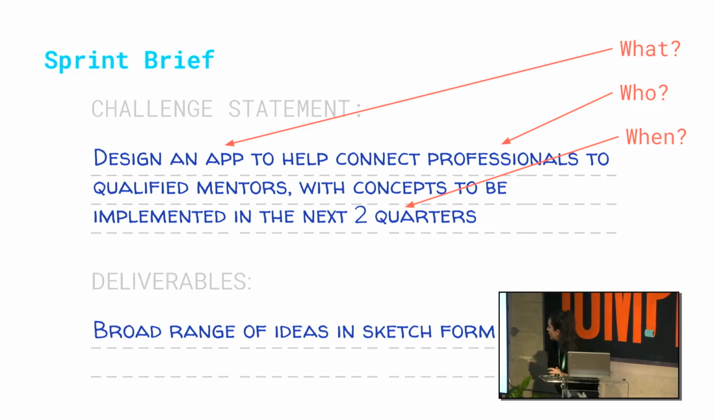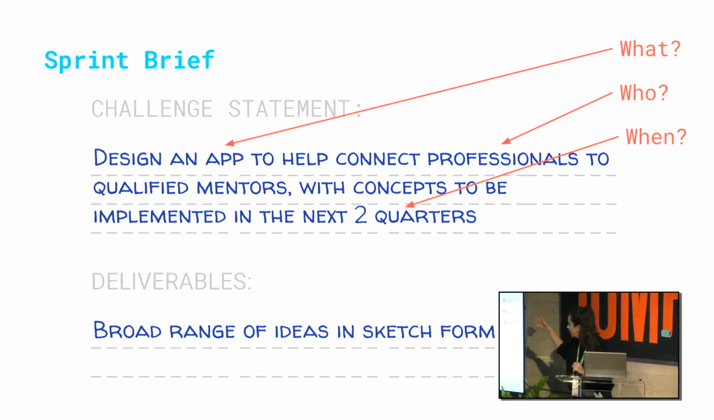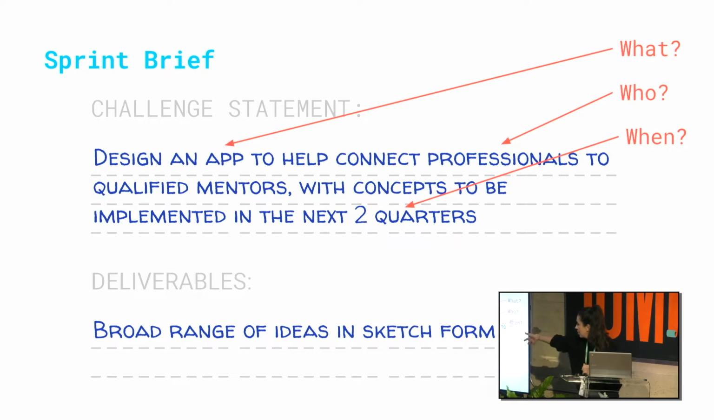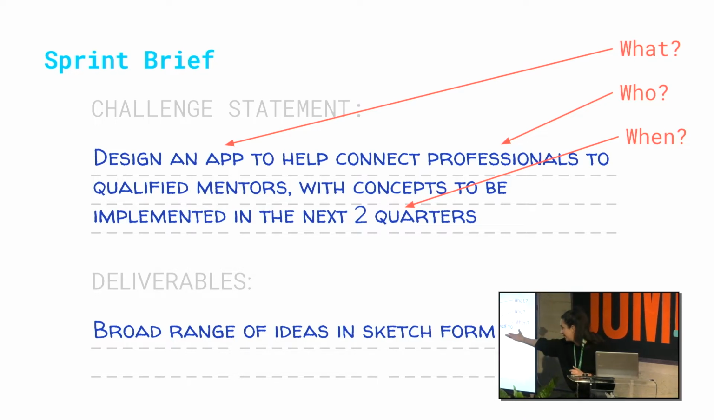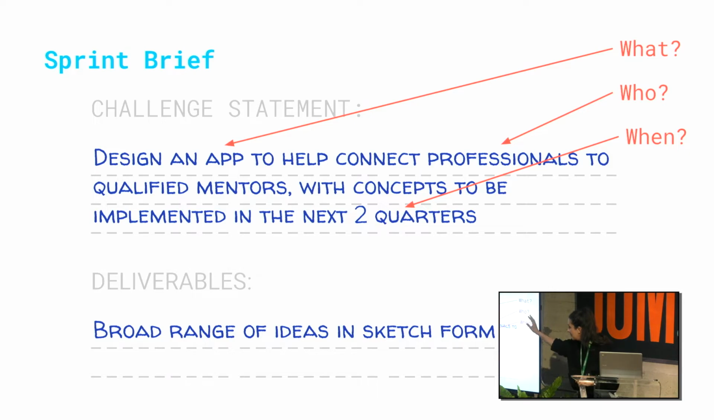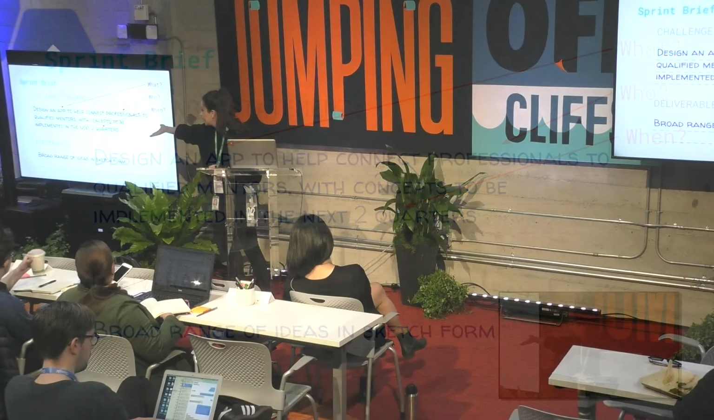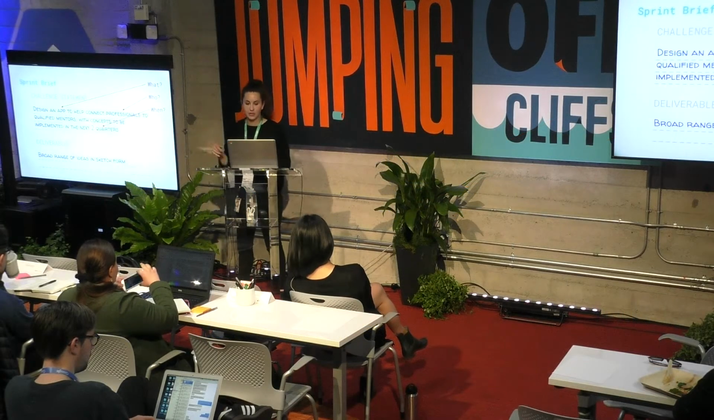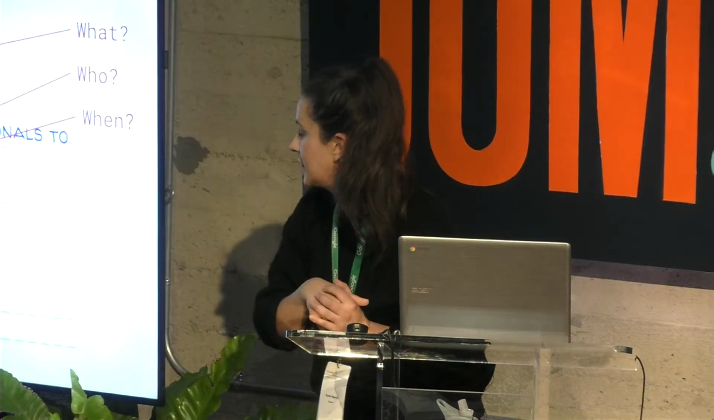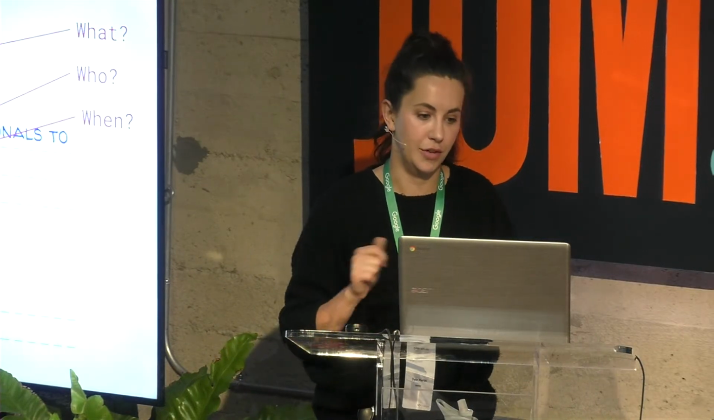So this is an example, obviously includes what, who, and when, and our challenge statement, and I'm going to read it here because it's going to be our mock sprint challenge for today. It's to design an app to help connect professionals to qualified mentors with concepts to be implemented in the next 2 quarters. So it really lays out exactly what are we doing, designing an app, who are we working with, these professionals, and when is it going to happen. And our deliverables today are just a broad range of ideas in sketch form because we only have a few hours.